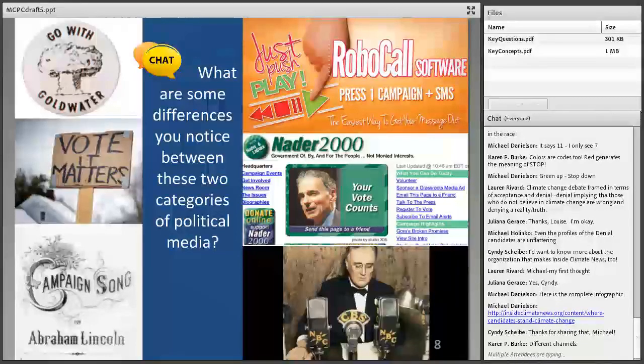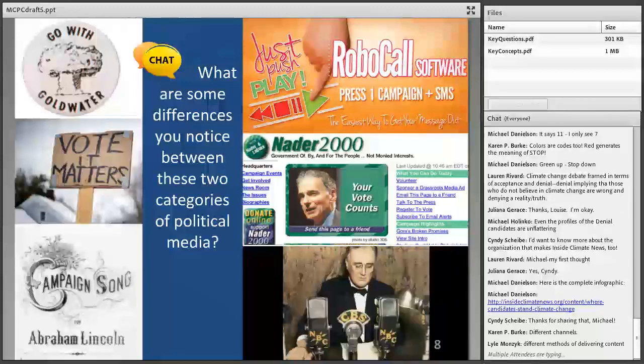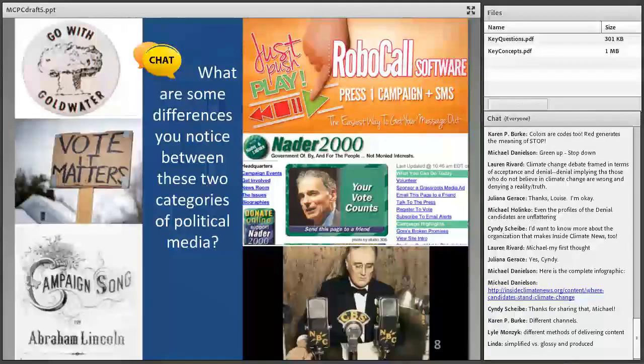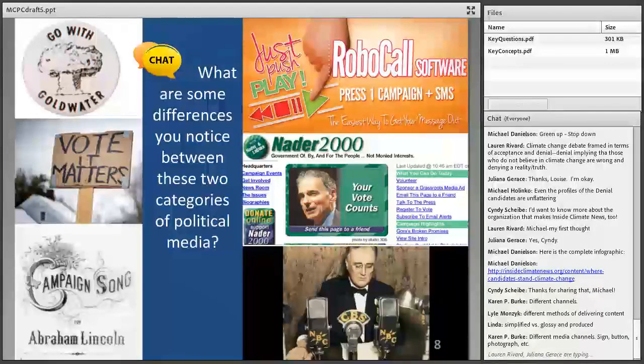Different channels. Karen, can you say a little bit more about what you mean by different channels? Different methods of delivering content. And is there a differentiation between the methods selected for the left and the right? Of course, this is my own media construction. I'll own it. I picked these particular images. So what differentiates the sign, button, campaign song from the ones on the right?